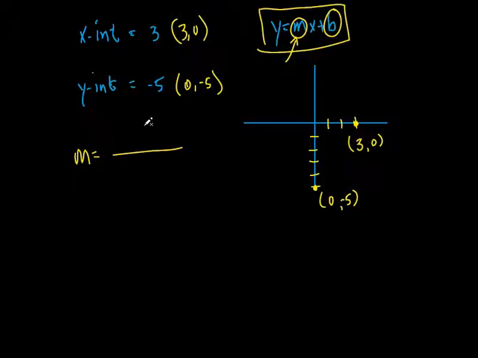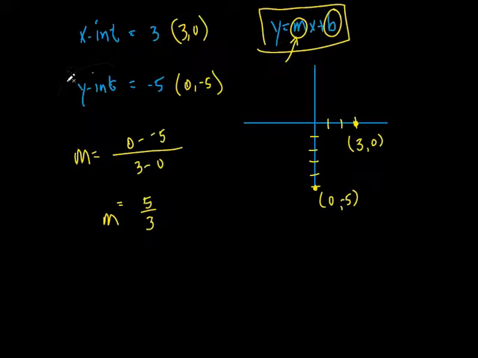The slope, again, is the change in y over the change in x. So let's subtract the y's: 0 minus -5. And then subtract the x's in the same order: 3 minus 0. 0 minus negative 5 is +5, and 3 minus 0 is 3. So the slope is 5/3.